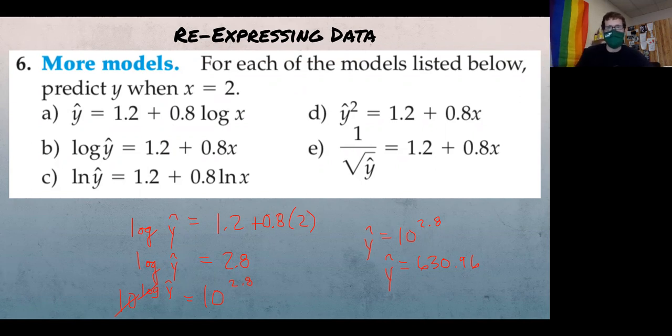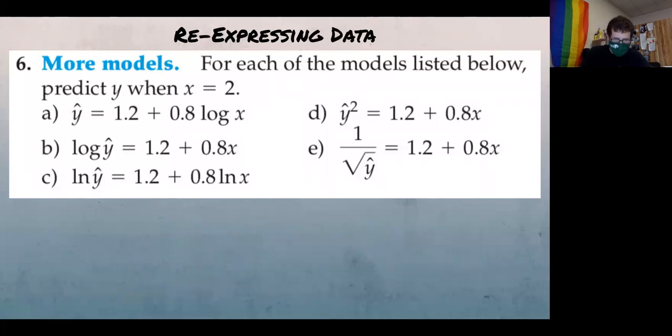Okay. If we look at the next one, I think D and E are pretty straightforward because it's just dealing with squared stuff. We can go through that if you want to, but let's just do part C. In fact, I'm not going to put the answer down. I'm just going to do this much right here. Natural log of y hat is equal to 1.2 plus 0.8 times the natural log of 2. Now, if you get stuck, don't worry about it. We will run through this problem, but I want to see if you guys can come up with the answer for what y hat equals.